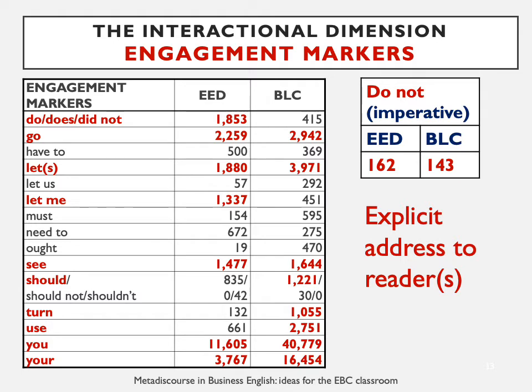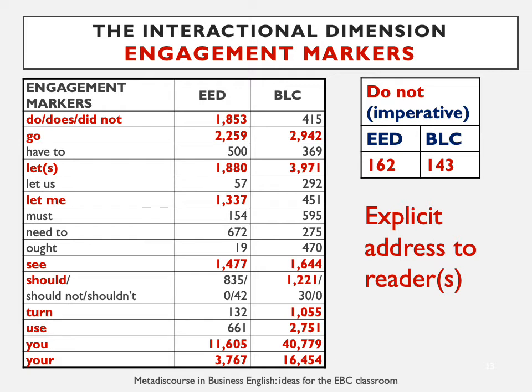Another type of interactional features that I am presenting here are the engagement markers. These devices explicitly address the readers, either to focus their attention or to include them as discourse participants. All engagement markers listed by Hyland were searched in the two corpora, and this table shows the features with the highest occurrence. The personal pronoun you and the possessive your are the features with the highest presence in both corpora, although much more frequent in the business letter corpus.